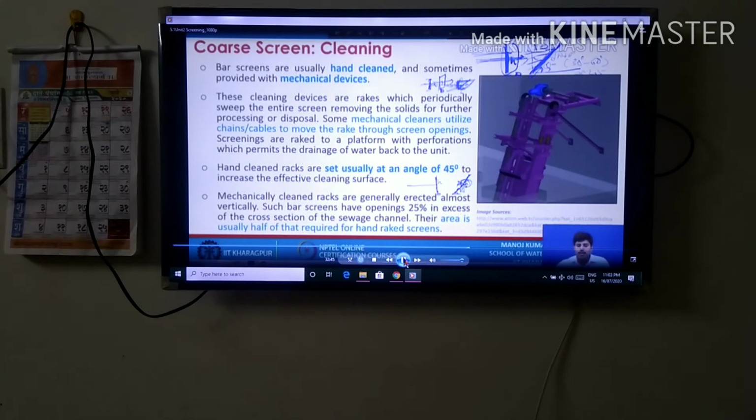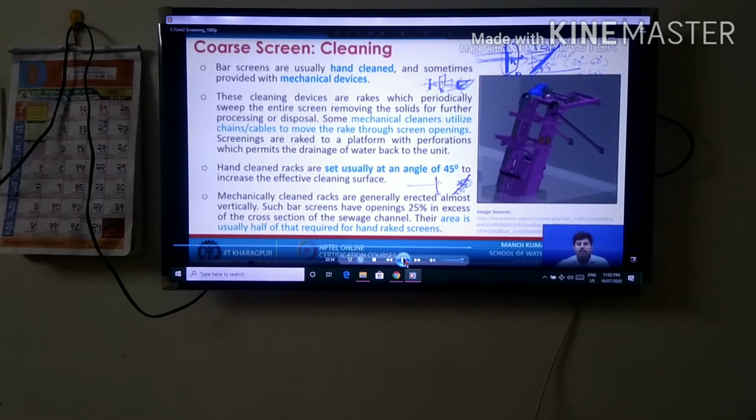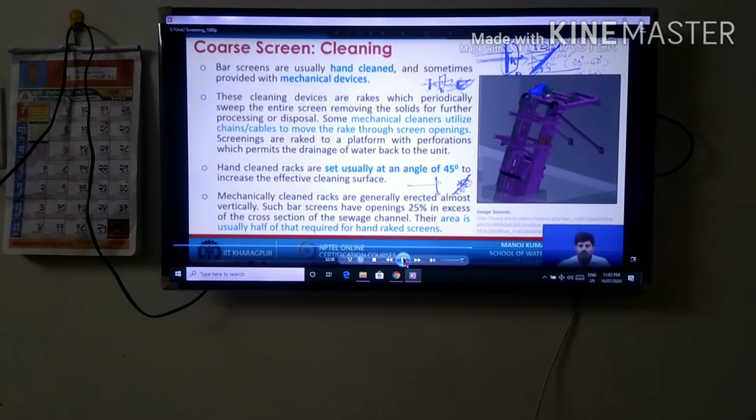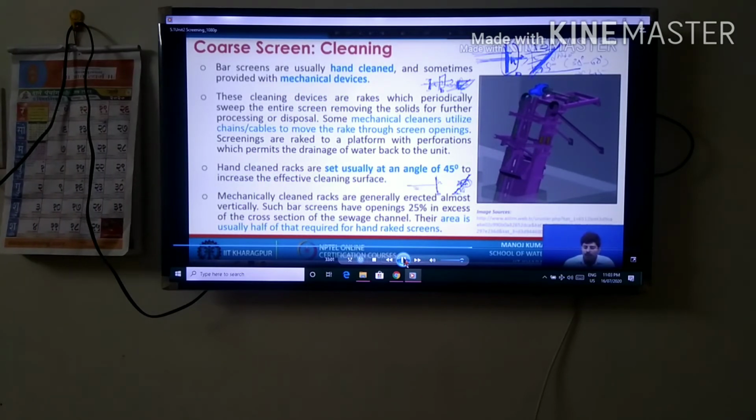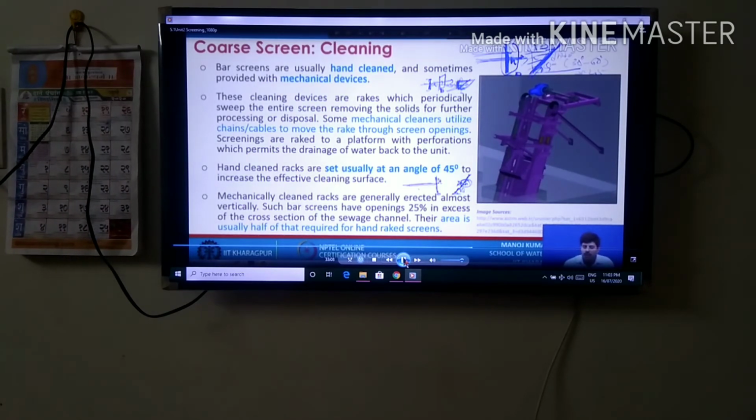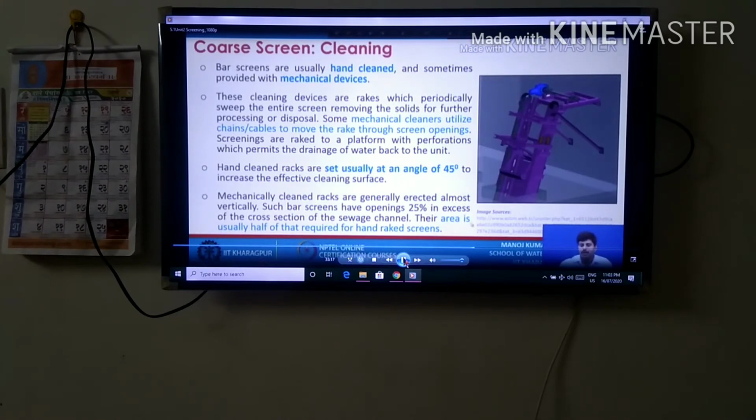Mechanically cleaned screens are generally kept almost vertically because they are anyway mechanically driven. We do not need to do hand operations much there. Such bar screens have openings 25% in excess of the cross section. So if, let's say, your water is up to this, we'll have a little higher cross-sectional area. Okay, but still the area is usually half that required for the hand drag screens because they are placing it vertically and not giving too much of an angle or inclination.